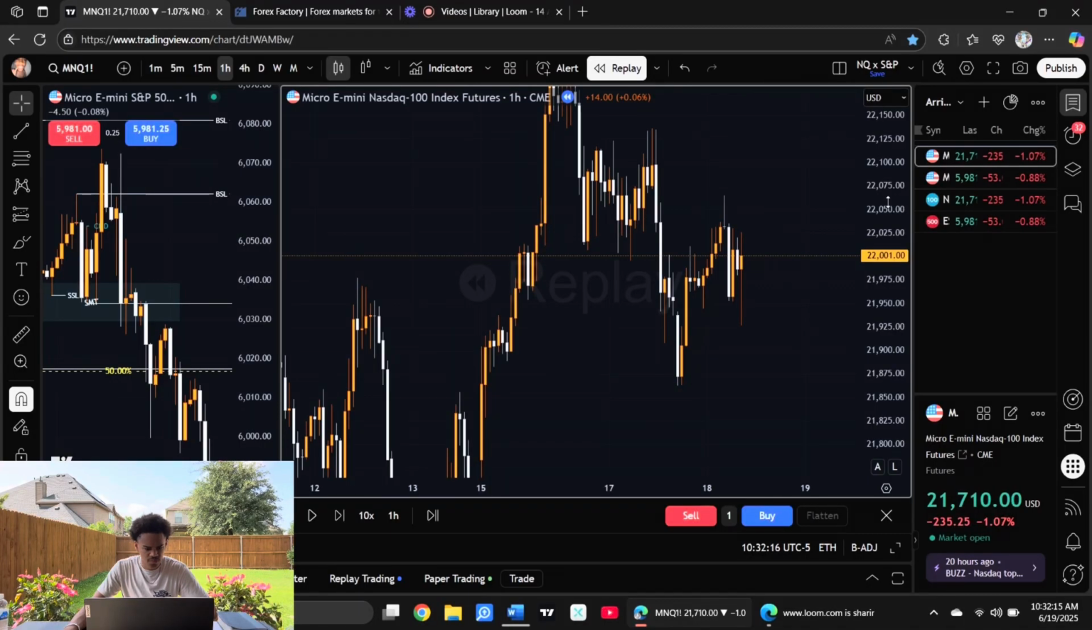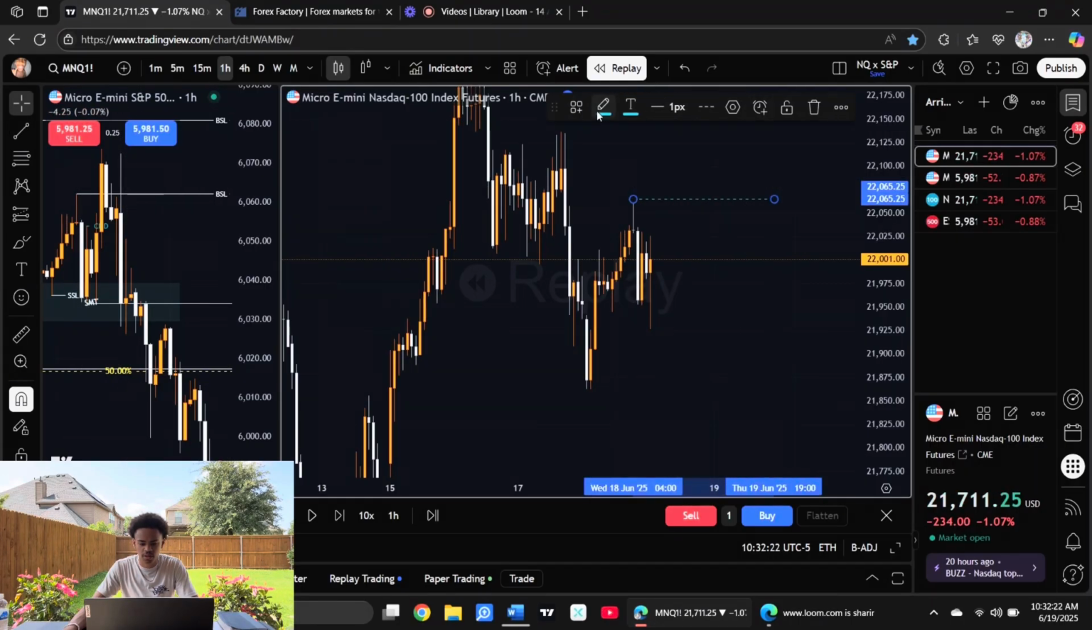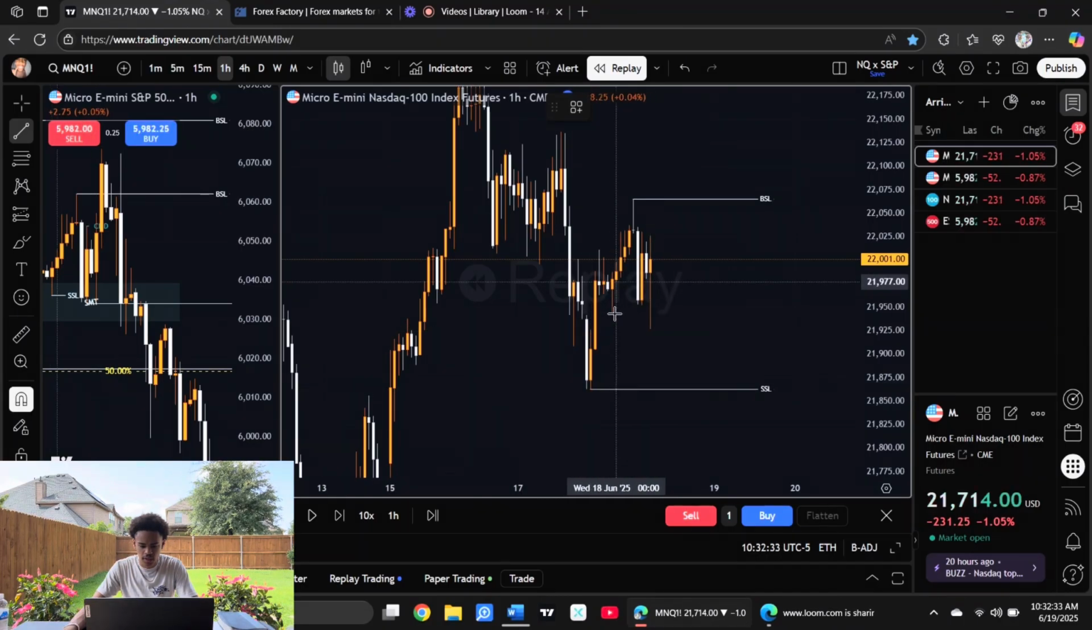This is how I predicted a $2,000 trade trading NASDAQ with FOMC news yesterday. So going into today, I started out on the hourly time frame. I'm marking out buy side and sell side, right? So here's buy side liquidity up here. We have sell side liquidity down here and right here.